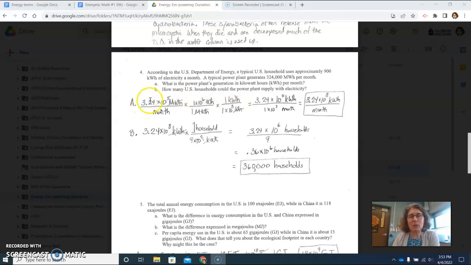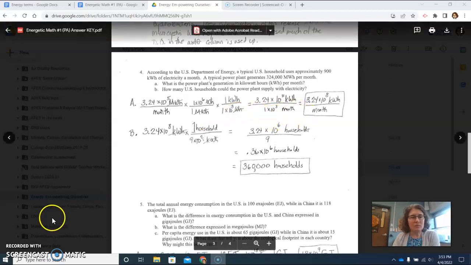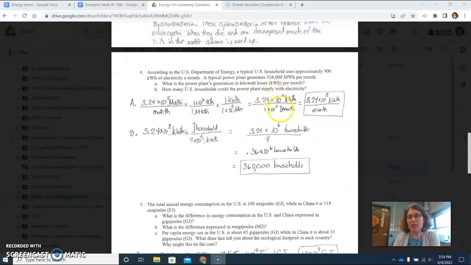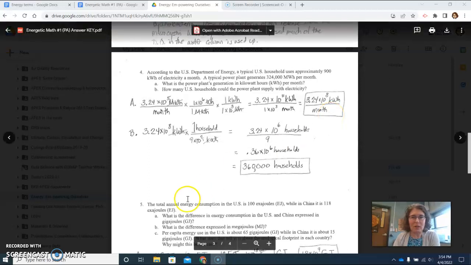So now I'm going to multiply across the top. So I've got 3.24 times 10 to the fifth times 1 times 10 to the sixth times 1, which is 3.24 times 10 to the 11th. The units I have left on the top are kilowatt hours. On the bottom, I have left months times 1 times 1 times 10 to the third. From there, I can go ahead and further simplify. 3.24 times 10 to the 11th over 1 times 10 to the third simplifies to 3.24 times 10 to the 8th. But my units of kilowatt hours on the top and months on the bottom stay. So that's my final answer there.